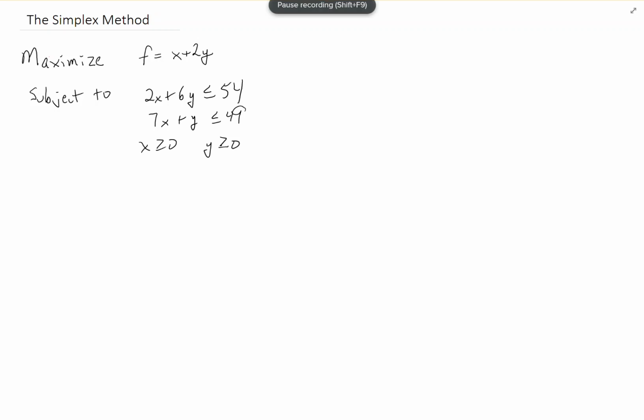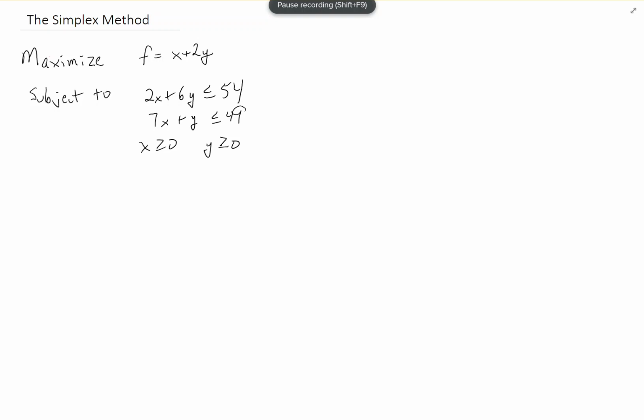Okay, here is an example of how to use the simplex method to solve a standard maximization linear programming problem. Our goal here is to maximize f equals x plus 2y, subject to the constraints 2x plus 6y is less than or equal to 54, x plus y is less than or equal to 49, along with the standard constraints, y is greater than or equal to 0, and x is greater than or equal to 0.